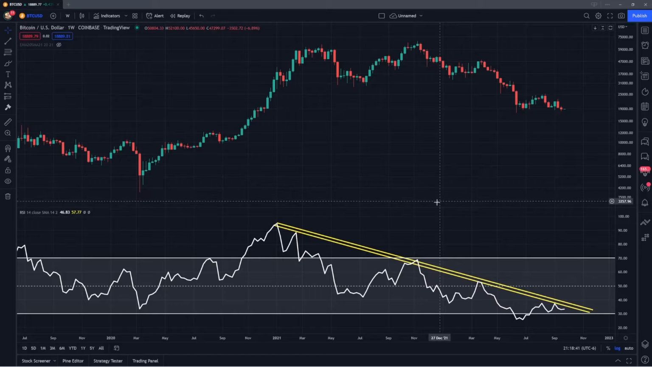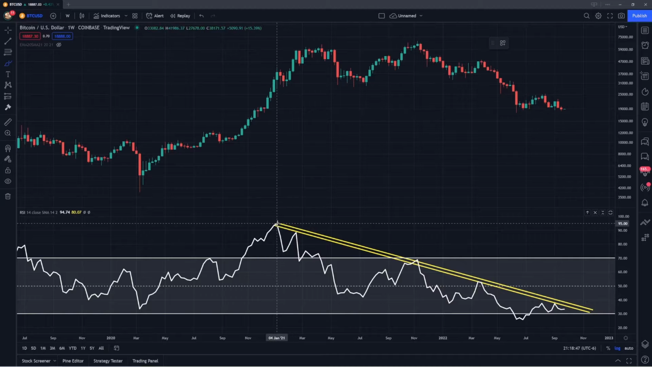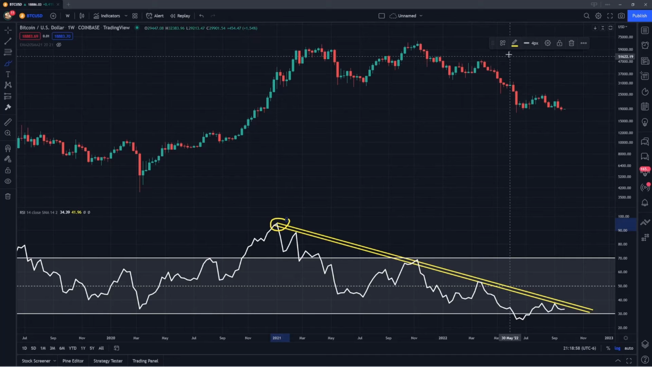So the first thing I want to focus on here is this longer term decline and downtrend on the RSI. You can see that we had this first initial peak back here in January of 2021. That corresponded to this move, this first leg up to around $42,000. So the RSI peaked around 95, and then ever since then, it has been in a longer term decline, a longer term downtrend with lower highs.